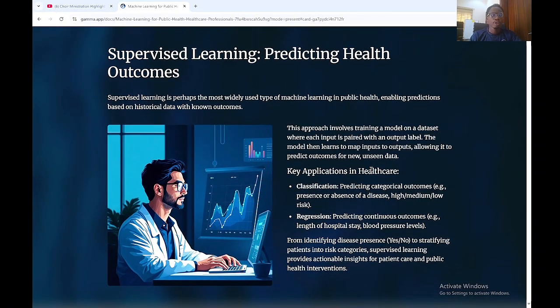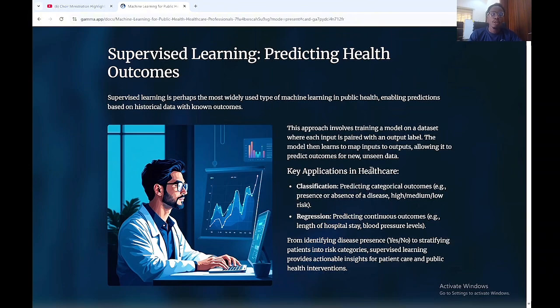Now, we just want to have some more insights on supervised learning again. Like we said, you're trying to predict health outcomes, and we already know what is available in the data. Everything is visible. It knows that the outcome could be present or not present, yes or no, infected or not infected. Supervised learning is one of the most widely used machine learning approaches in public health, because it enables predictions based on historical data or known outcomes.